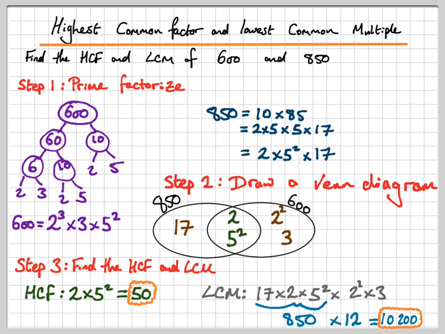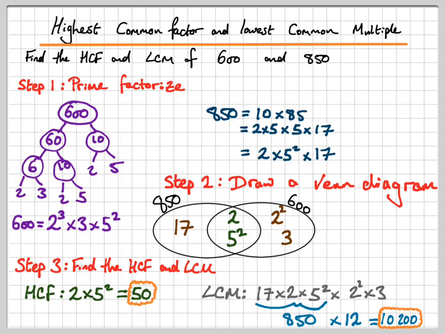Now what we need is a number that has all of the factors that we can see here. Then it can be divided by 850, and it can also be divided by 600. So we take a product of all of the numbers that we see, 17 times 2 times 5 squared times 2 squared times 3. But of course we can speed things up a little bit.